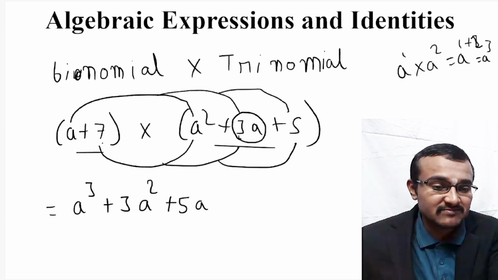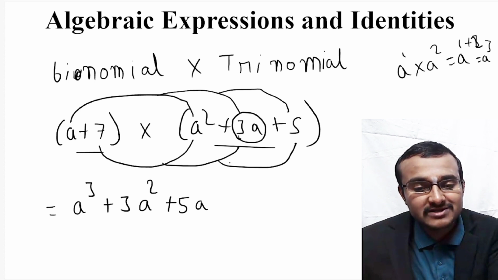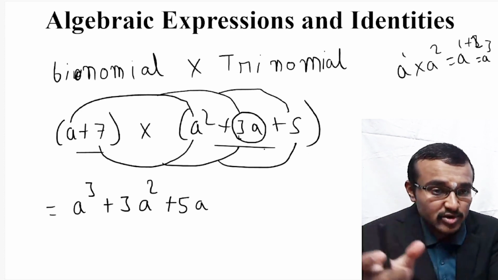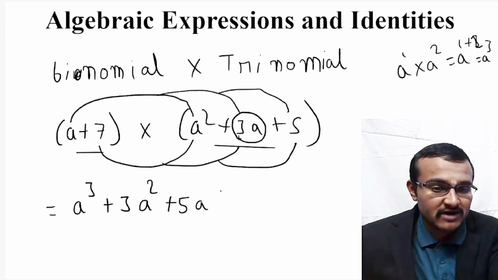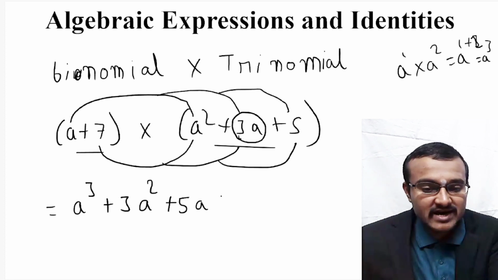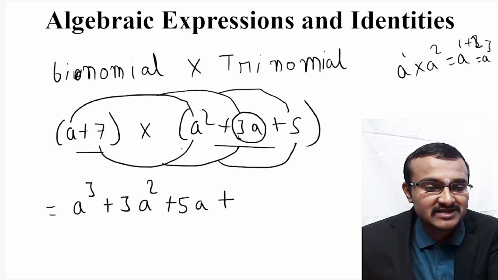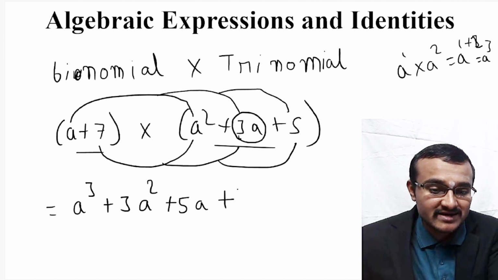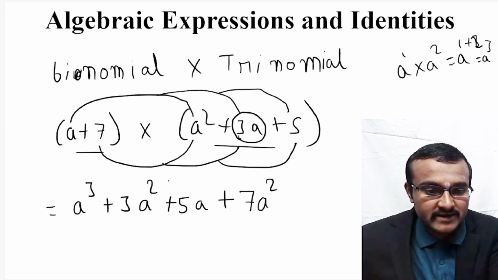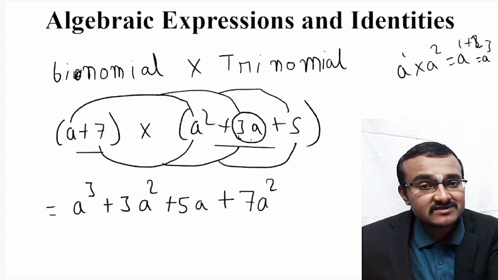Now you should multiply this 7 with all the terms which are there in the second polynomial or the trinomial which we have taken here. So 7 into a square will be plus 7 into plus 1a square. So just a square means it is actually 1a square. So you are multiplying 7 with 1. So 7 into 1 is plus 7. So a square is there. So 7a square. So again you should multiply this 7 with 3a.